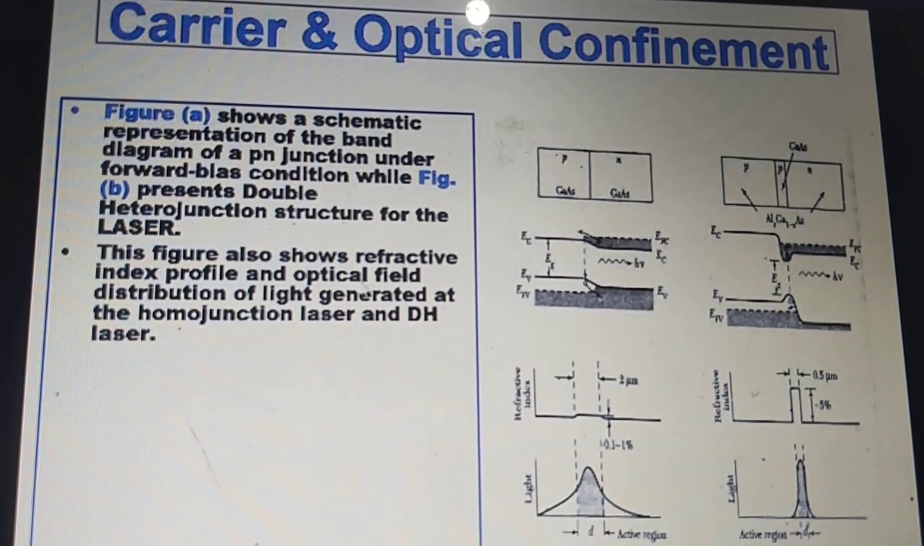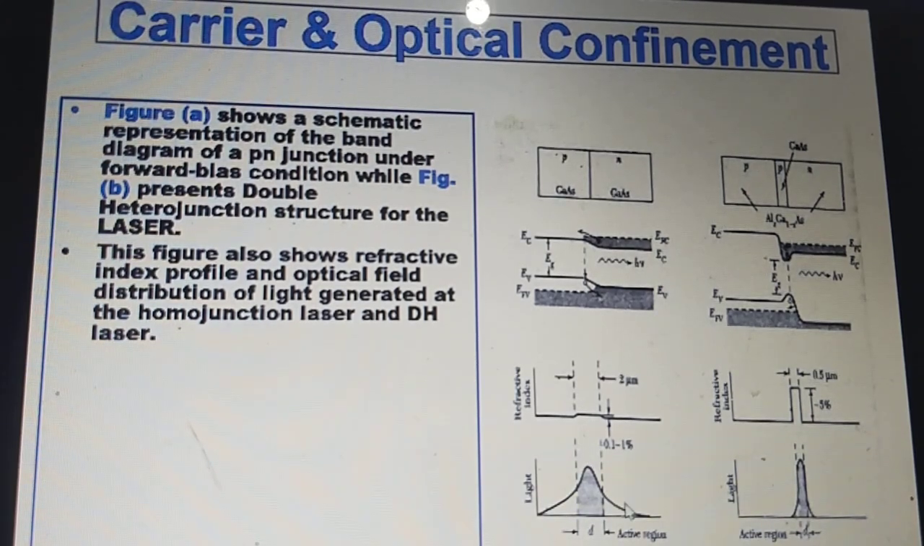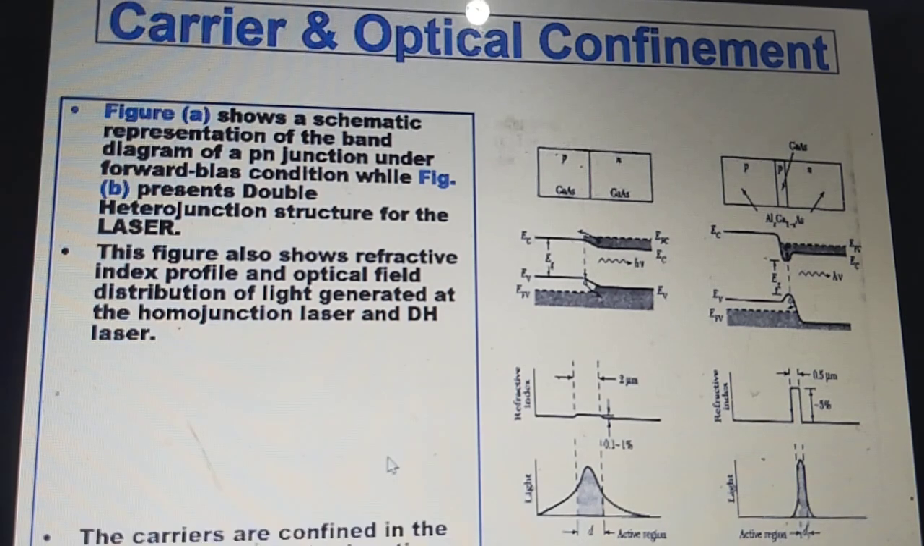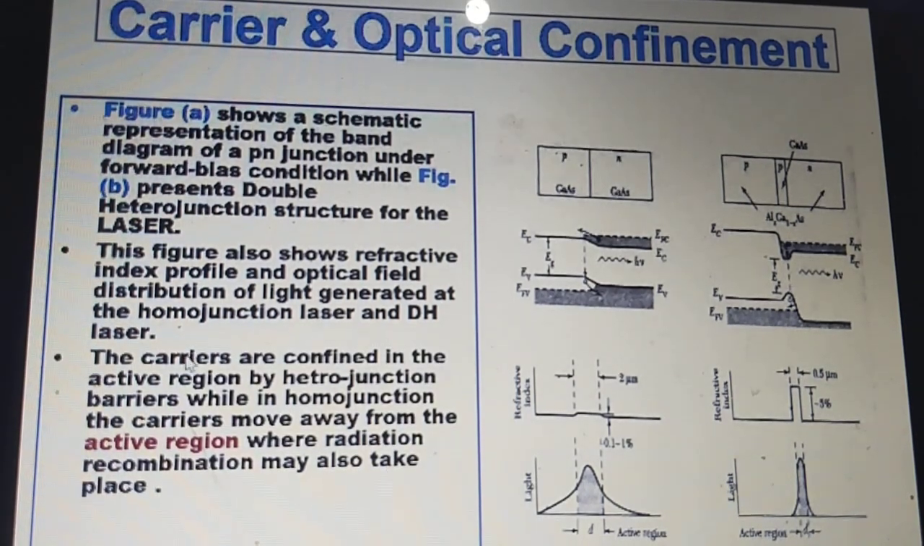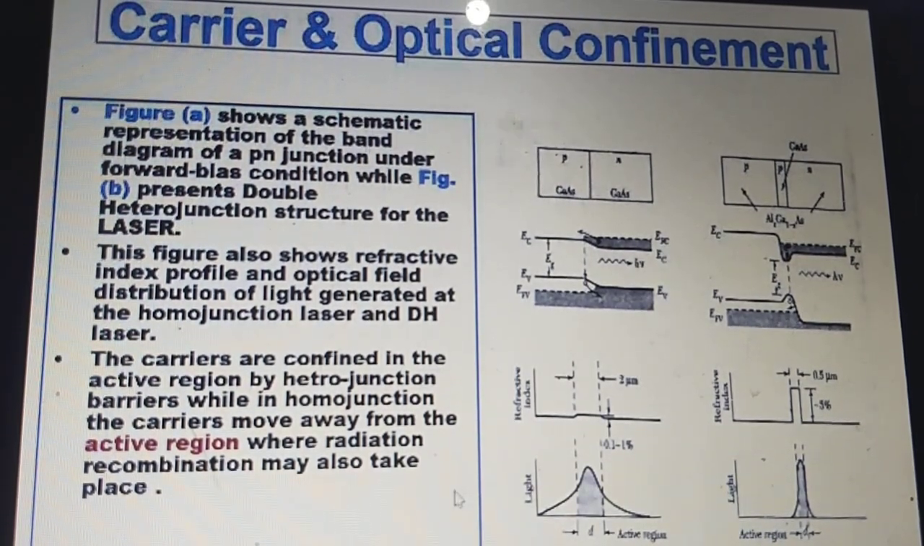And if you see, the figure also shows the refractive index profile and optical field distribution of light generated in the homojunction laser and the DH laser. So this is the light generation profile. You read from here, the carriers are confined in the active region. It is almost completely confined within the active region by the heterojunction barriers, the two barriers, they confine the carriers.